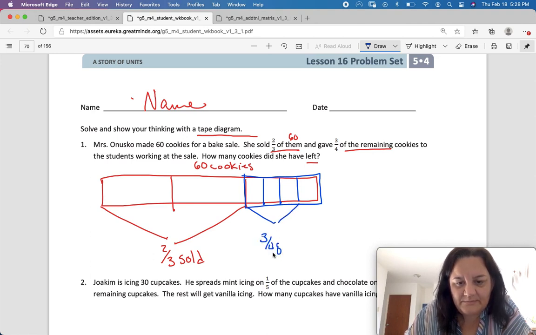So 3/4 of the remaining cookies to the students working at the sale. Oh, that was nice of her. I like cookies. Okay, I'm going to shade those in blue. How many cookies did she have left? So all she had left was this section right here. This is what we want to figure out. Cookies left.